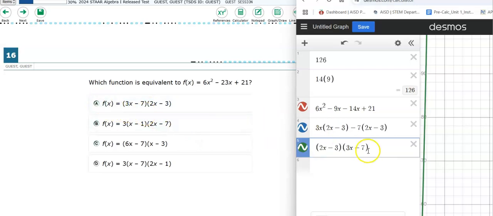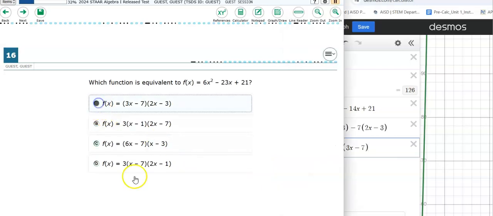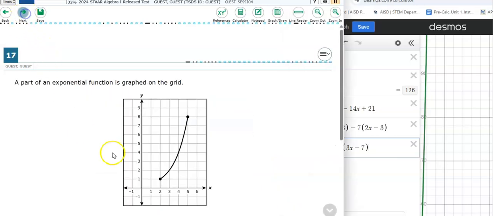That is a very challenging factoring question, but that's how you do it. It's one way to do it. Yep. All right. So here we go.